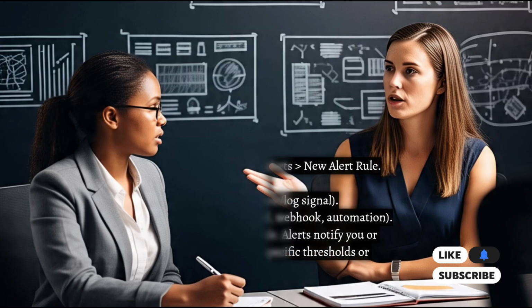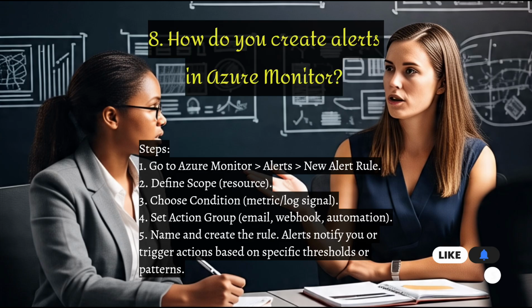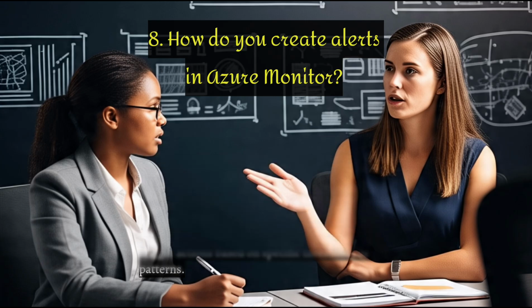8. How do you create alerts in Azure Monitor? Steps. 1. Go to Azure Monitor, Alerts, plus New Alert Rule. 2. Define scope, resource. 3. Choose condition, metric or log signal. 4. Set action group: email, webhook, automation. 5. Name and create the rule. Alerts notify you or trigger actions based on specific thresholds or patterns.